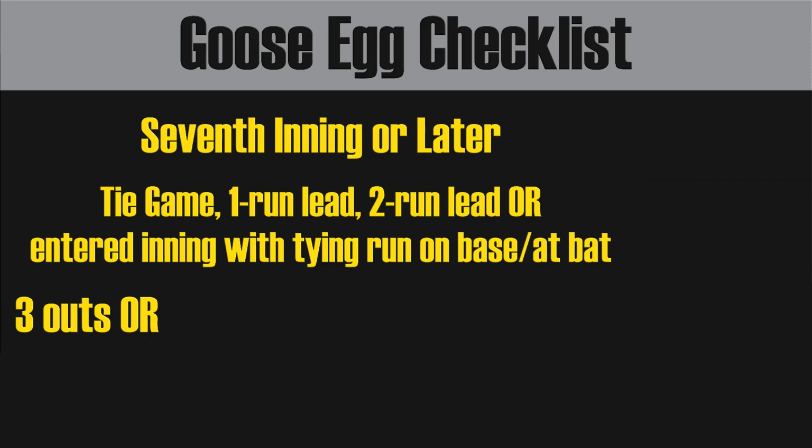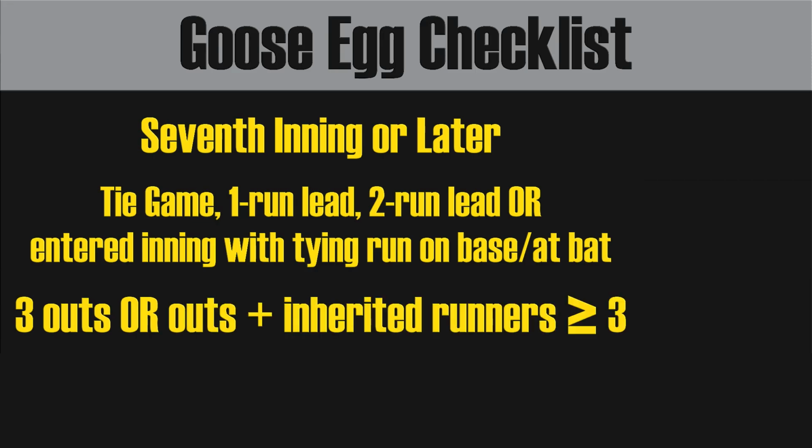Either he records all 3 outs, or the number of outs he records plus the number of runners he inherited must be at least 3. So if the pitcher comes in the game with 1 on and 1 out, then gets the last 2 outs, he'll get a goose egg. Or if he comes in the game with 2 outs, if there are 2 runners on or the bases are loaded, then he'll get a goose egg as well.